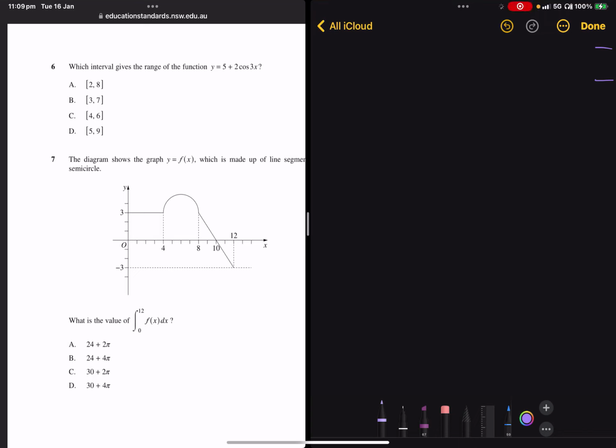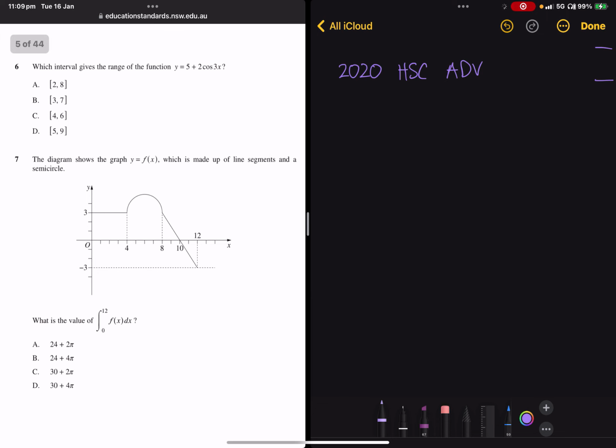Okay, so we're going to be having a look at the 2020 HSC Advanced Maths paper. We're going to be looking at questions 6 through 10 in the multiple choice. Some of these questions are a little bit unusual, and so they can be a little bit difficult. They're not overly hard compared to the questions in the paper. Some of them are just a little bit odd. So we'll start with question 6.